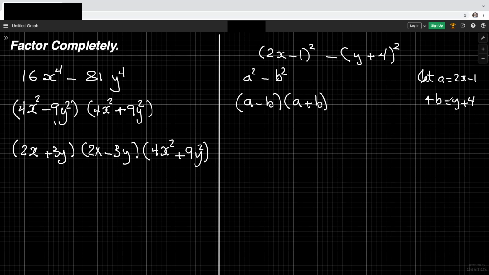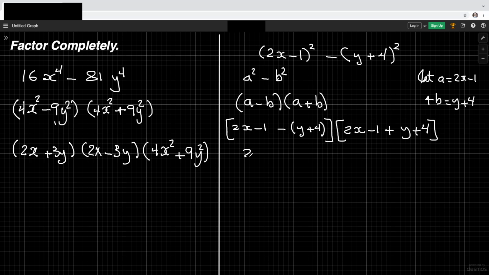Now we have to go back and substitute the 2x minus 1 for the a's and the y plus 4 for the b's. So the first one is going to be 2x minus 1 for the a, minus, and because it's minus, you open brackets and write the b, which is y plus 4. But in the second one, a is 2x minus 1, and because it's a plus, you don't have to put brackets in here. You can just write y plus 4, and you'll be fine. Why? Because the negative is going to change the signs inside the brackets.